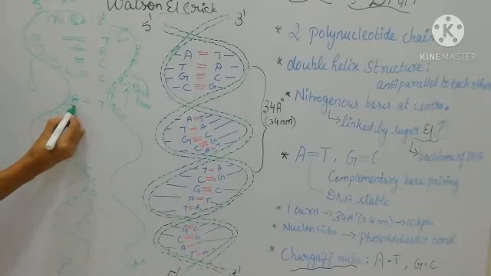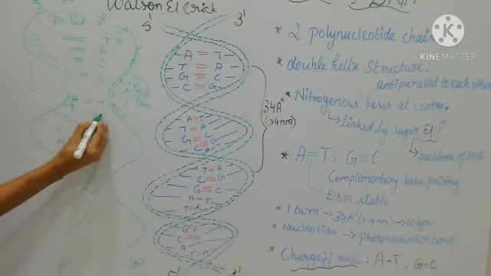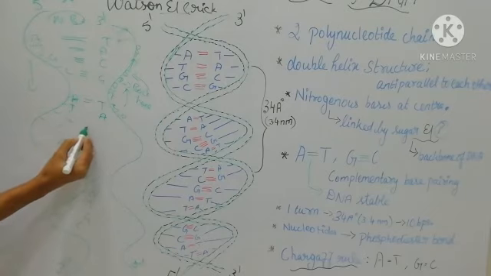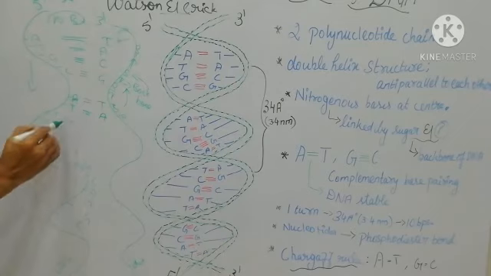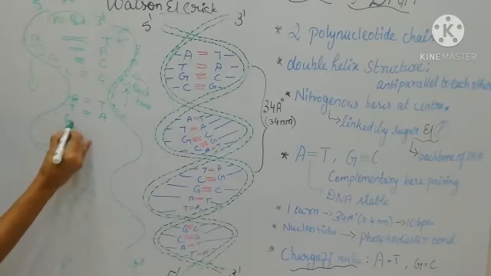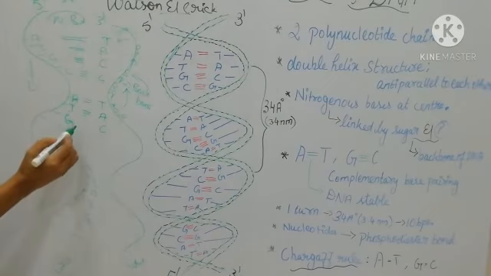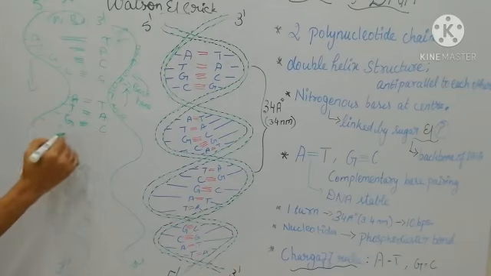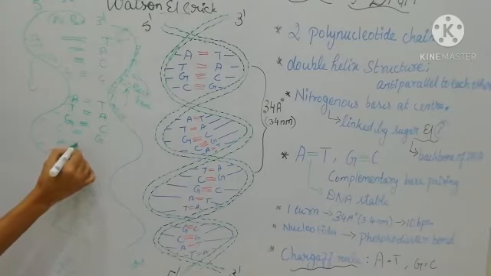And then thymine will always pair with adenine. So here we have to put A. With how many hydrogen bonds? With 2 hydrogen bonds. And this guanine will always pair with cytosine. Guanine will always pair with cytosine with how many bonds? With 3 hydrogen bonds. So like that, this cytosine will pair with guanine with 3 hydrogen bonds.